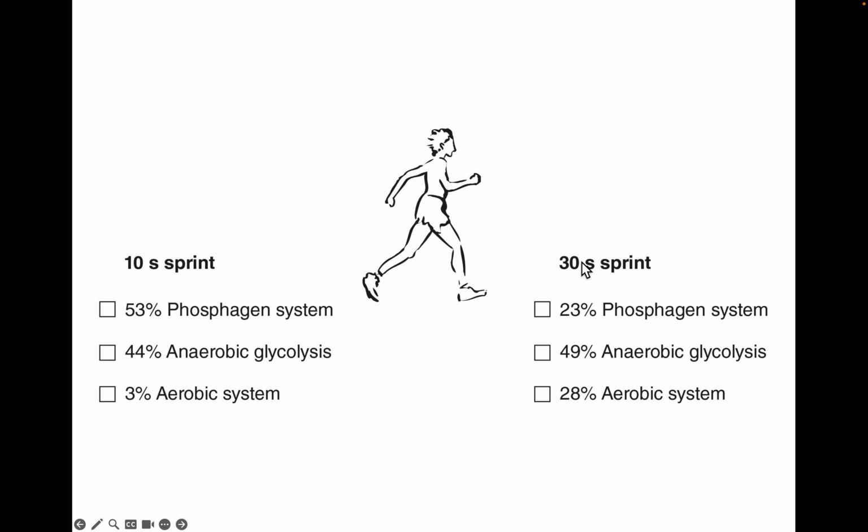However, for a 30-second sprint, which is longer, notice here that anaerobic glycolysis becomes the main source of energy. The phosphagen energy system has decreased from 53% to 23%, and the aerobic energy system is now providing a greater percentage of the ATP. And this trend continues the longer the exercise bout lasts.